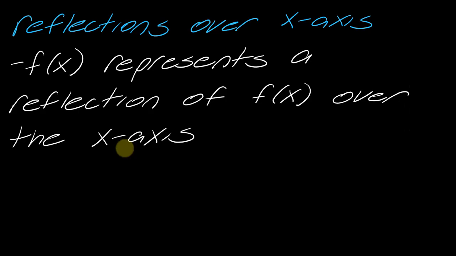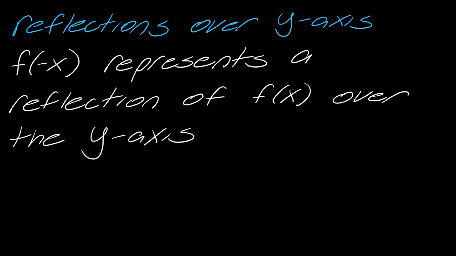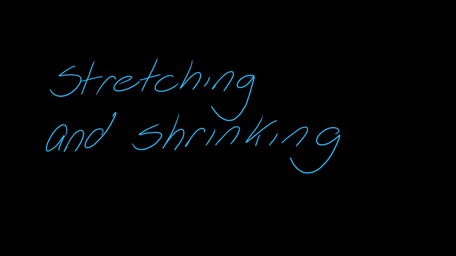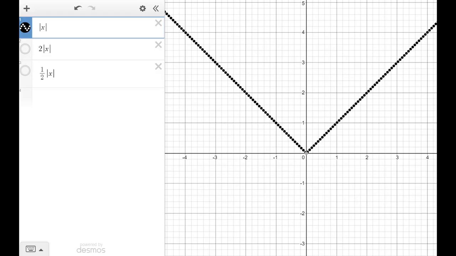So to summarize, reflections over the x-axis require that we take a negative on the outside of that function, and that will give us a reflection over the x-axis. Meanwhile, if I have a negative within the function next to my x, that will represent a reflection over the y-axis like we saw previously. And the last thing I want to talk to you about now is the idea of stretching and shrinking.